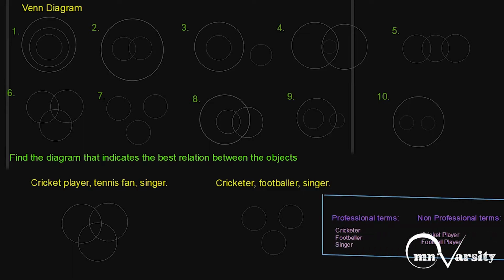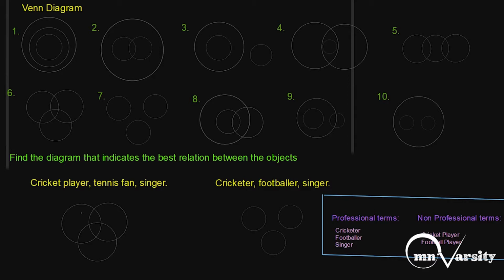Words like cricketer, footballer and singer are known as professional terms. A professional cricketer cannot be a professional footballer. A professional footballer cannot be a professional cricketer or a singer. Terms like cricket player or football player are non-professional terms. We can assume that a cricket player plays cricket by hobby and thus can also play football. Now using this information, let us solve these two questions.